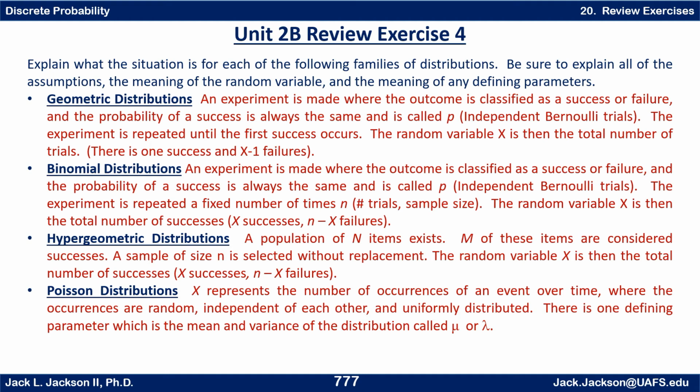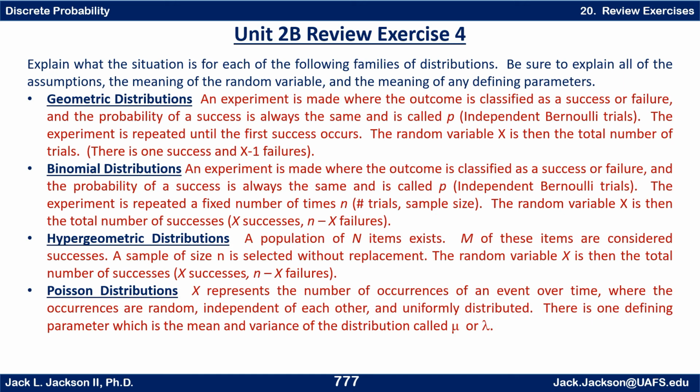Now, hypergeometric distributions are a variation on that. This time for hypergeometric, we have a population of capital N items that exist. Capital M of these items are considered successes. A sample of size lowercase n is selected without replacement. That's the difference between it and binomials: without replacement. So the random variable X then is the total number of successes. That's the same as a binomial: X successes, n minus X failures.